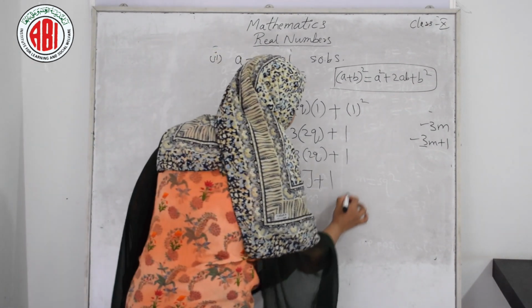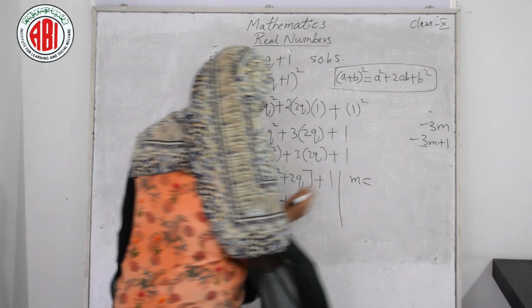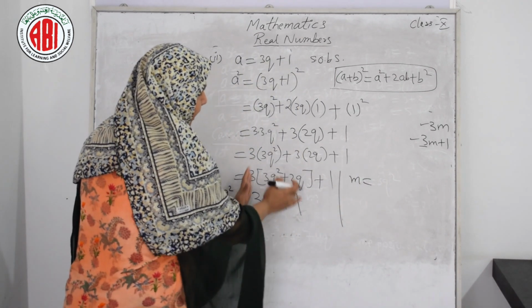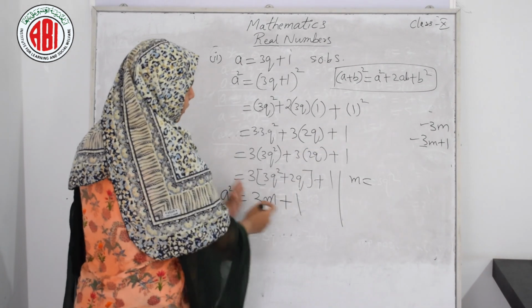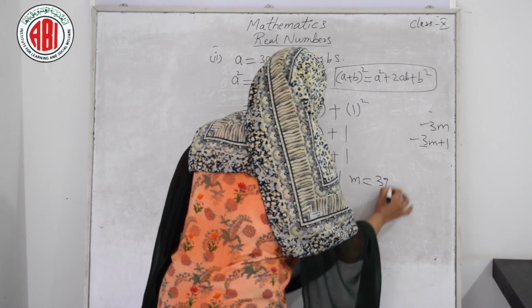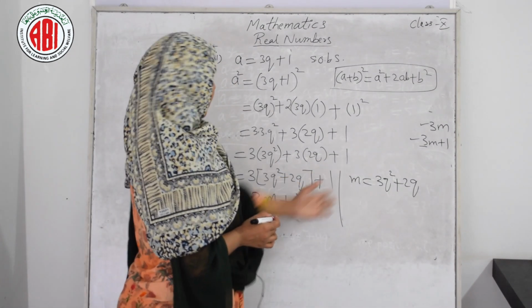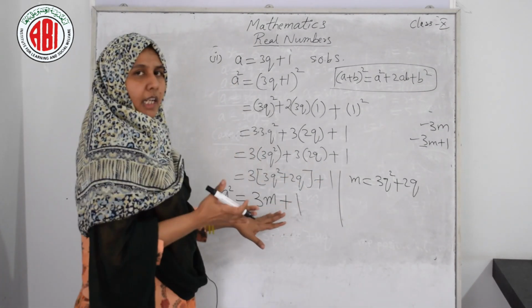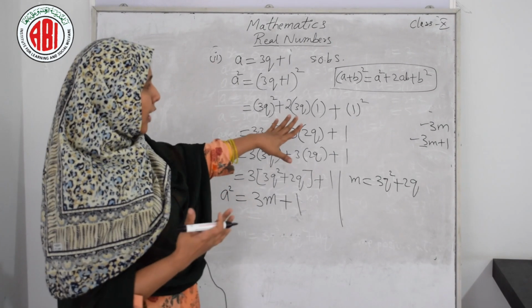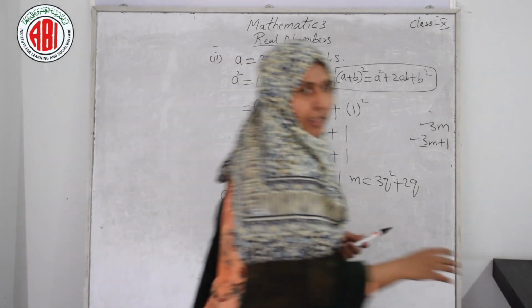What about m? m is nothing but just we are writing m as this term, completely this we are writing as m because we have to prove it. m is equal to 3q square plus 2q. It is some integer. So we got it. But we can stop here also. But because remainder 2 is also there, we can do it for remainder 2.